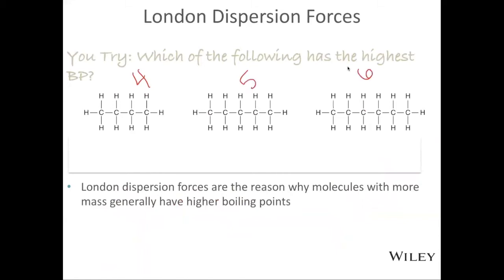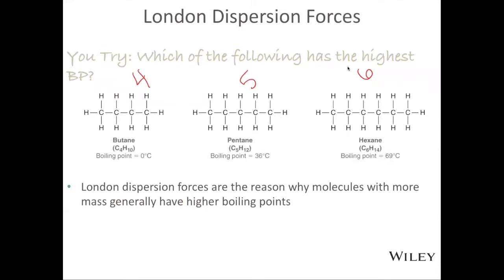So if you want to just take a second and think about which one of these you think would have a higher boiling point, maybe pause the video. And the answer is butane with only 4 carbons has a boiling point around 0 degrees Celsius. Pentane with 5 carbons has a boiling point of 36, and hexane has a boiling point of 69. So you can see that just by increasing the size of the molecule, we end up increasing the surface area, and then we end up increasing the boiling point.